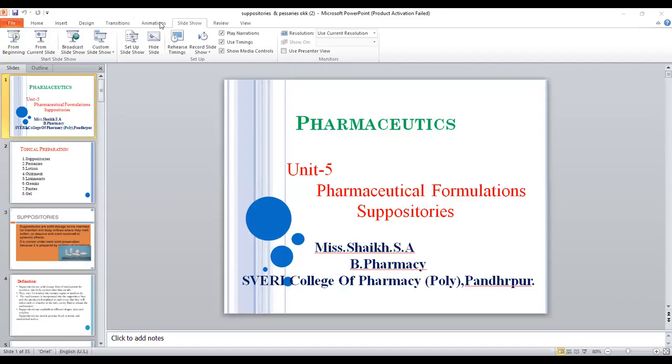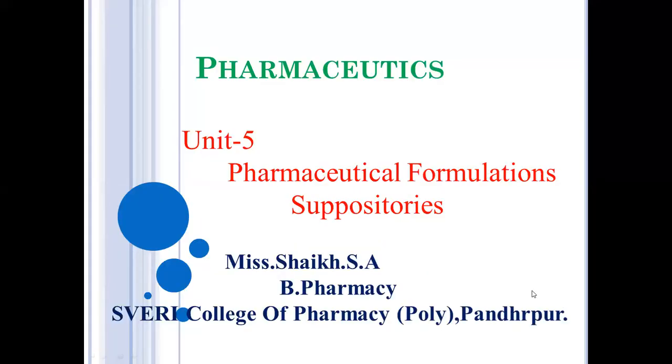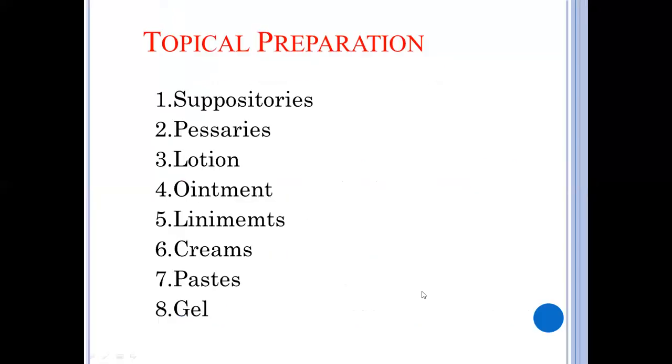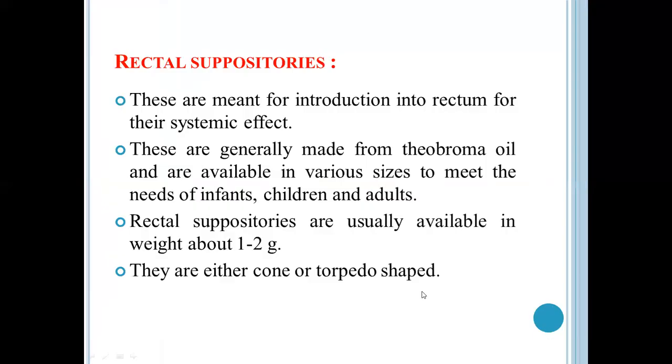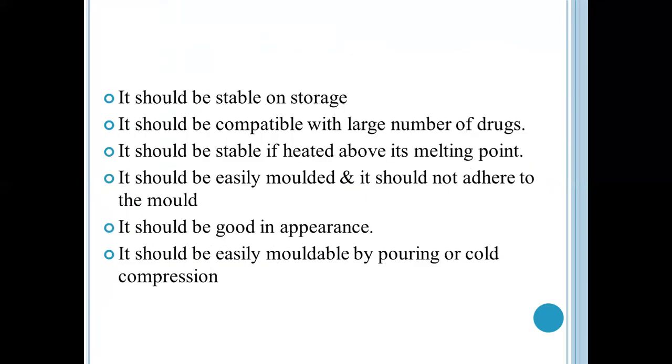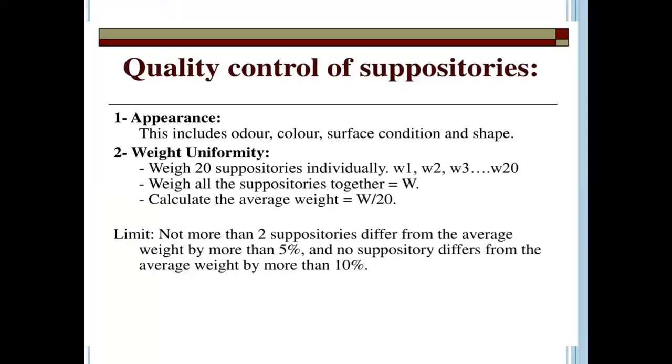Why is continuous stirring required? What is the purpose? Properly mix. Honest, properly mix. It is to get proper mixing between this drug and this suppository base. That's why continuous stirring is to be done.